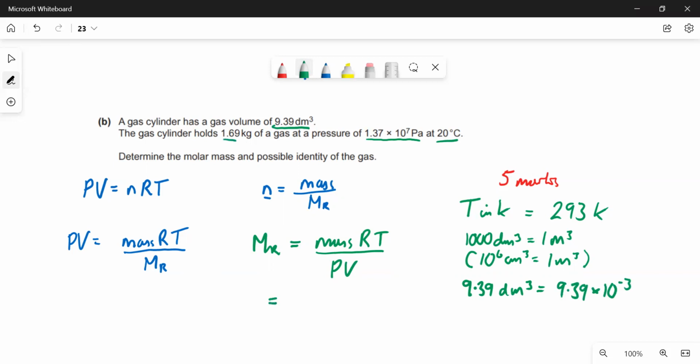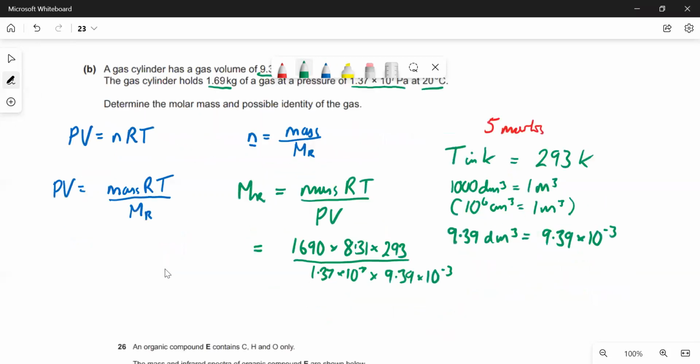The mass, they tell us, is in kilograms. Now we need to convert that to grams, of course. So times by 1,000, that's 1690. The ideal gas constant in our data book is 8.31 joules per mole Kelvin. Temperature is 293. Divided by the pressure, they tell us, is 1.37 times 10 to the plus 7. And the volume is 9.39 times 10 to the minus 3. If you put all of that into a calculator, you will get the answer.